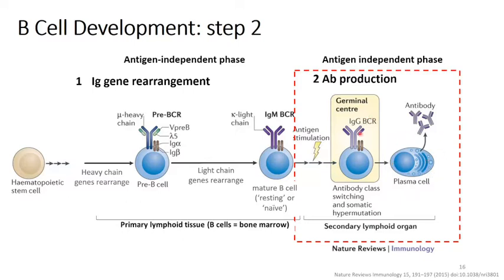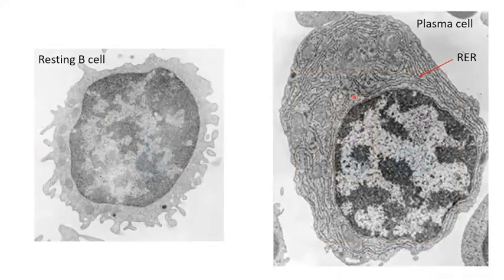There's a picture of a plasma cell here. These become B cell sort of antibody-making factories. All they do is churn out tons of antibody. And all this happens in the secondary lymphoid tissues, in these specialized structures called germinal centers. So this is antigen-driven development of the B cell.